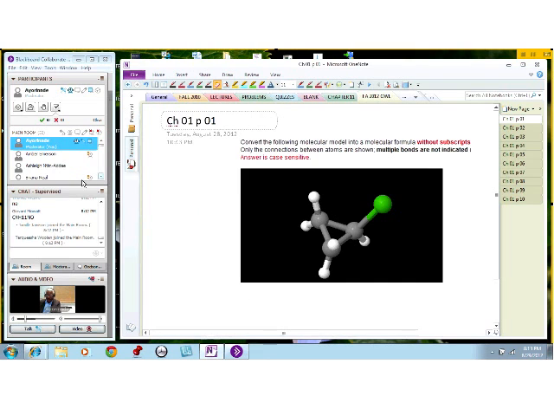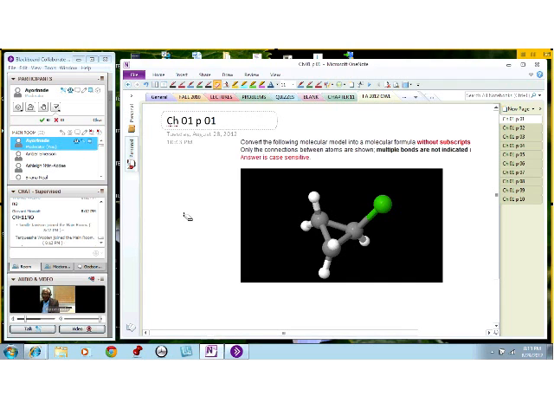Let me call on somebody to read this for us. Amber, is your mic working? If your mic is working, can you read this question for us? Yeah, go ahead. Convert the following molecular model into a molecular formula without subscripts. Only the connections between the atoms are shown. Multiple bonds are not indicated. Okay, very good. Thank you.